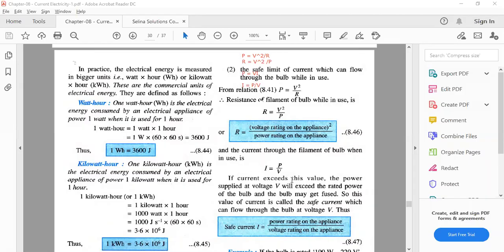So what is written here: if current exceeds this value, the power supplied at voltage V will exceed the rated power and the bulb may get fused. Okay, understood? If the current exceeds, what will happen? The power will increase, and the bulb will get fused. So this value of current is called safe current. Whatever rating is given, that is P upon V.